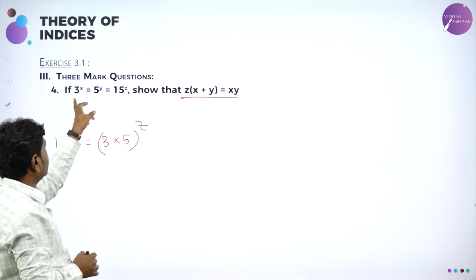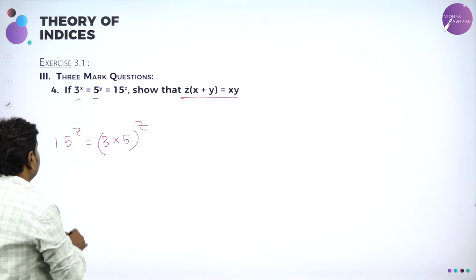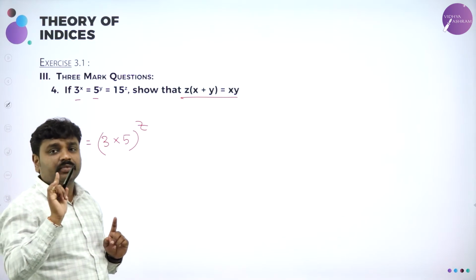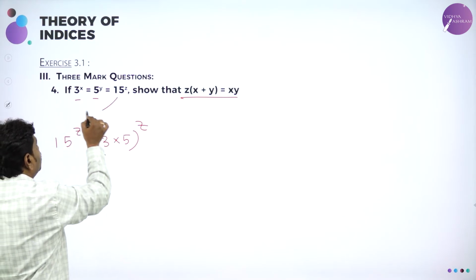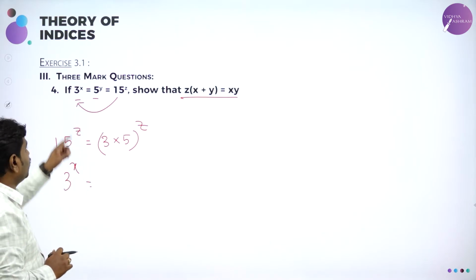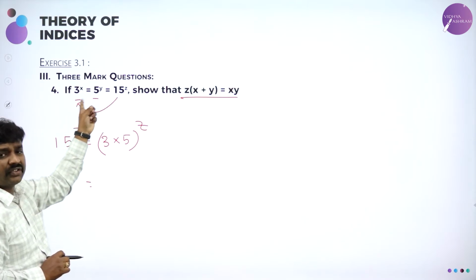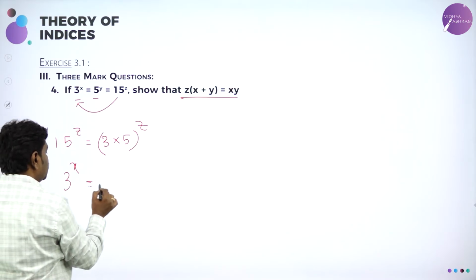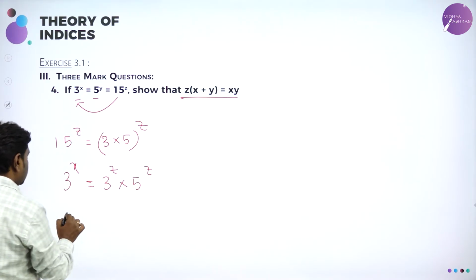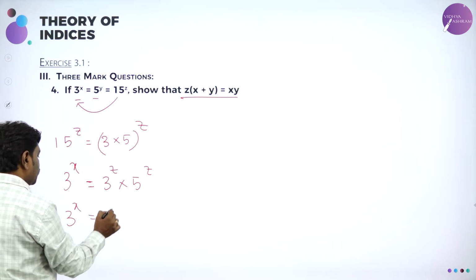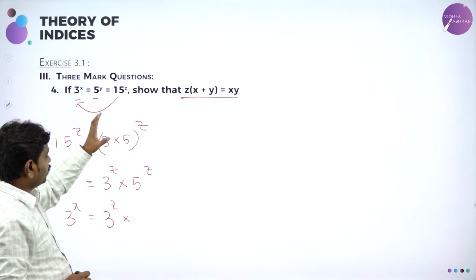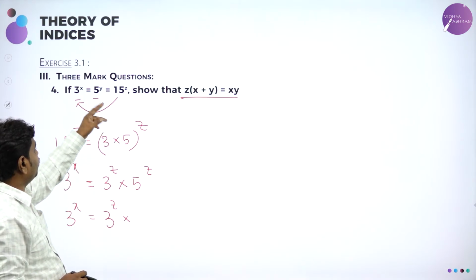Why? Because here I saw 3 and 5. So now 15 power z, write everything in terms of 3. Write everything in terms of what? 3. So here 15 power z can be written as 3 power x. On the LHS, instead of 15 power z, can I write 3 power x? They gave that 3 power x and 15 power z are both the same. And now you take this inside. So it will become 3 power z into 5 power z. Now that is 3 power x is equal to 3 power z into 5 power z.